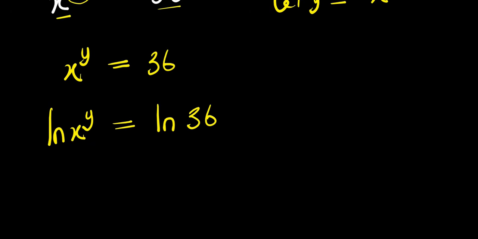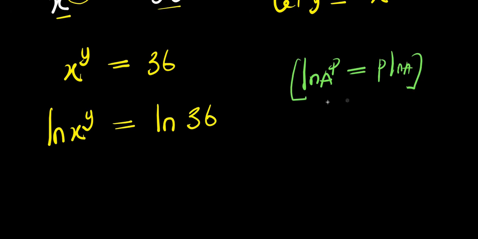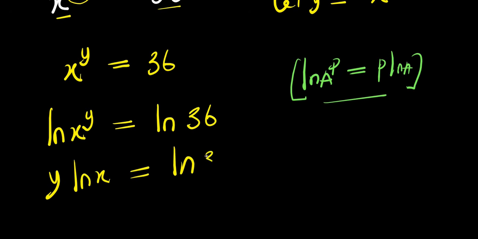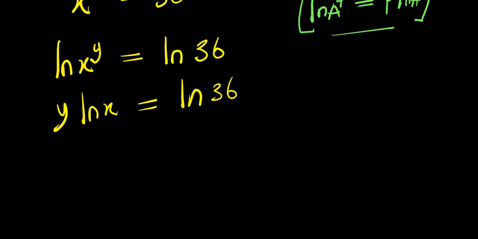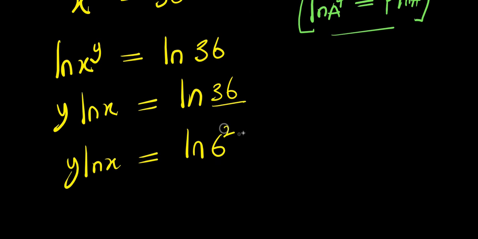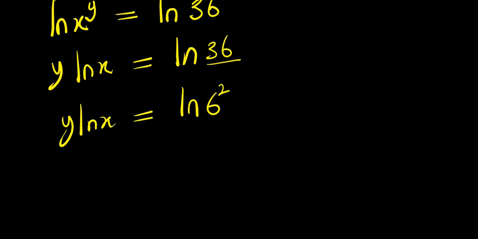So from here, if you have natural log of a power b, this equals b times natural log of a. Applying this right here, that means I will have y times natural log of x equals natural log of 36. And natural log of 36 is the same as 6 power 2, that is 6 times 6. And following this other property, the 2 comes behind the natural log, meaning we have y times natural log of x equals 2 times natural log of 6.